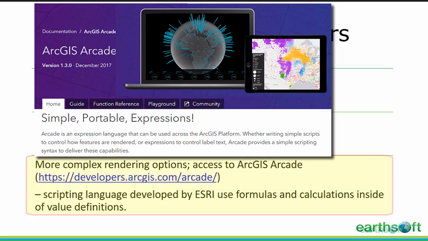The URL is here, developers.arcgis.com/arcade, which is a scripting language developed by Esri, which uses formulas and calculations inside of value definitions.